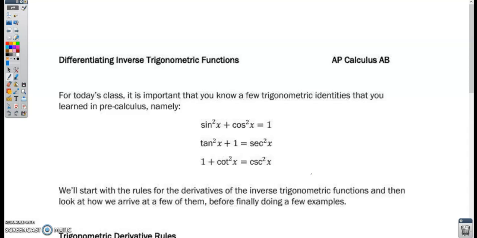Alright everybody, welcome back. In this video we're going to be talking about information from section 4 of unit 3 of AP Calculus, differentiating inverse trigonometric functions.